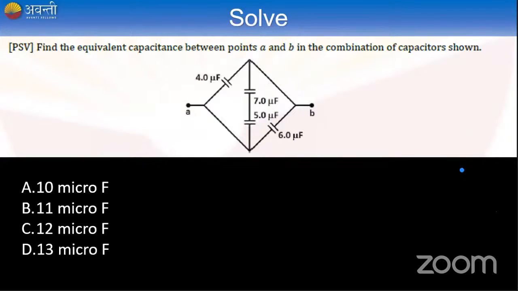Thank you, Lakshmi, Bhargav, Manohar, and Anusha for the response. So we have to find the equivalent capacitance between points A and B. There are several capacitors connected, maybe in series, maybe in parallel, or maybe both. We have to find the equivalent capacitance of this combination. Please take some time to solve this and let me know the answer. I have launched a poll with options A, B, C, D. Option A says 10 microfarad, option B says 11 microfarad, option C says 12 microfarad, and option D says 13 microfarad. Please check and let me know.